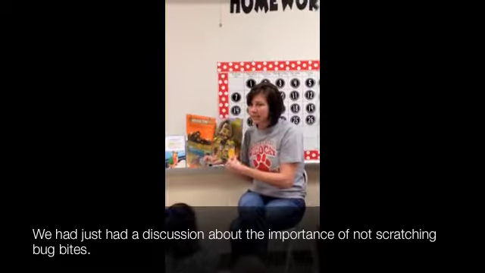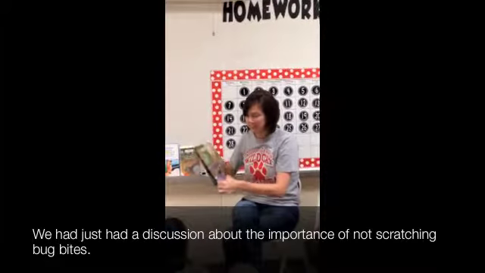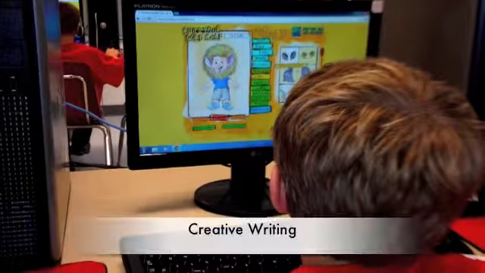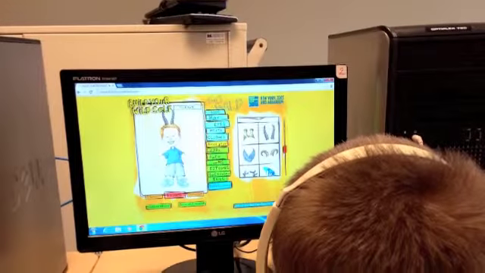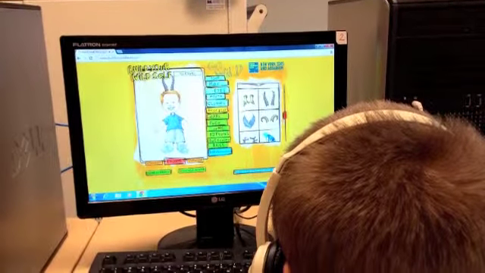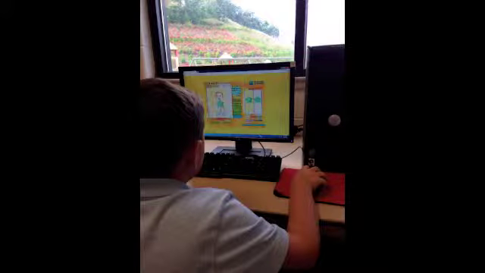We need some musk ox hair. After reading the book, students were given a creative writing task of creating their wild self by adding animal features to themselves using the website buildyourwildself.com.